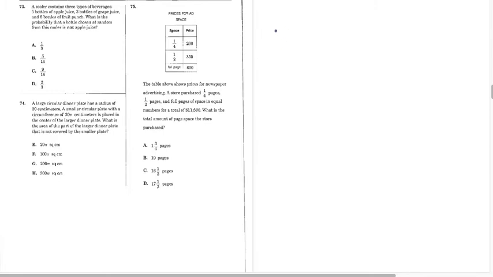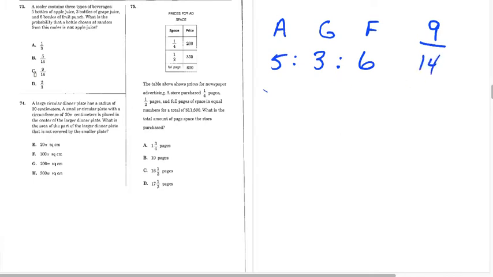73, we have apple juice, grape juice, and fruit punch. Apple is 5, grape is 3, and fruit punch is 6. Probability that it's not apple. So not apple is 9, right? Fruit punch plus the grape, and the total is going to be 14. So 9/14, which is answer C. All right, not a lot of math with that one. 74.